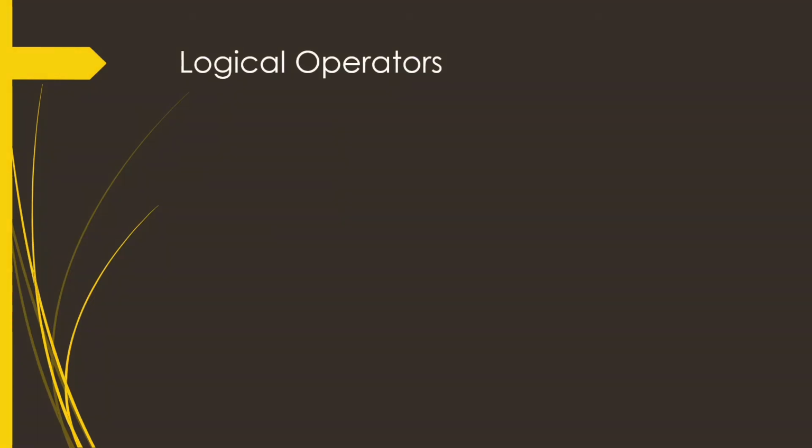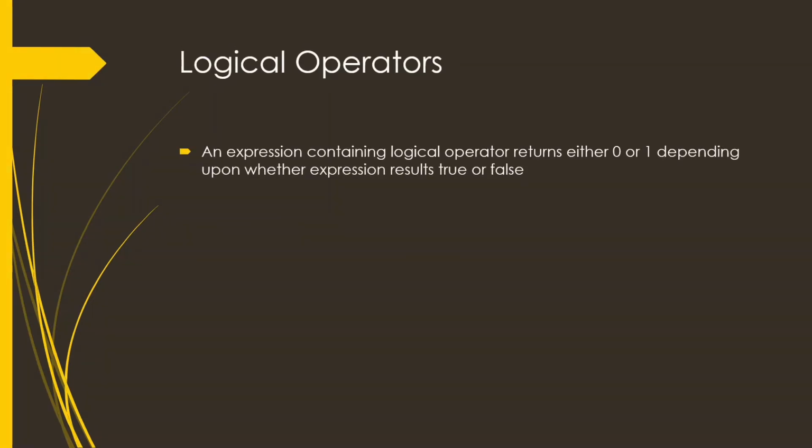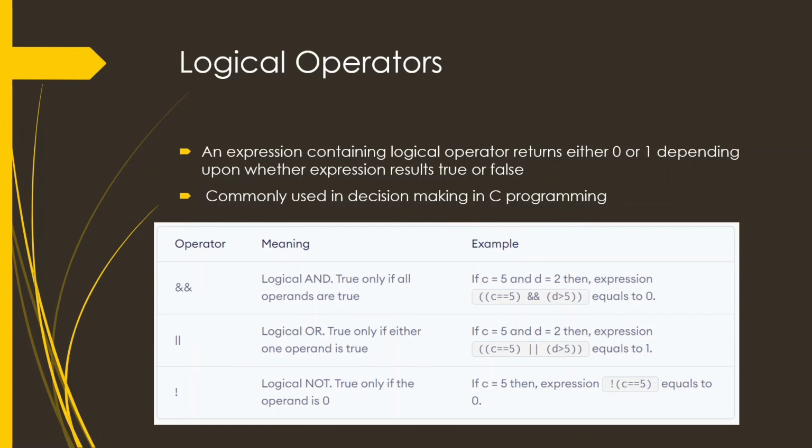Next is logical operators. An expression containing logical operators returns either 0 or 1 depending upon whether the expression results to true or false, commonly used in decision making in C programming. Now there are three types of logical operators. The logical AND, which is true only if all the operands are true and its symbol is double ampersand.